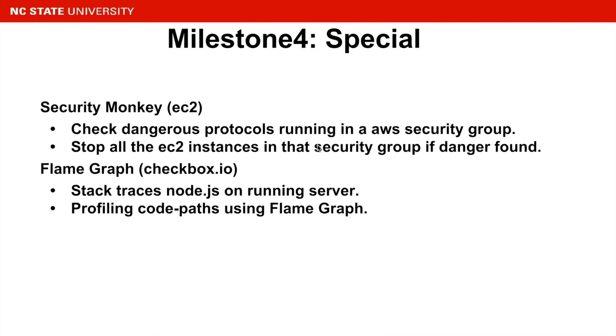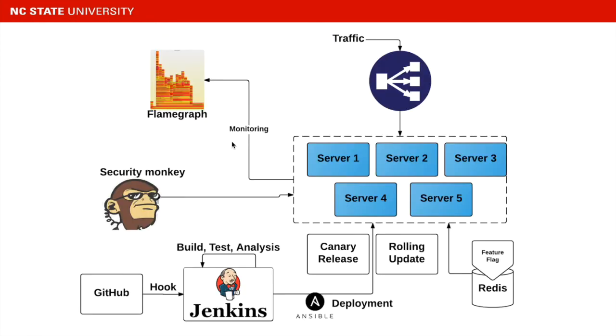In milestone 4, we implement two special components. The first is security monkey, which can check dangerous protocols running in an AWS security group, and it can also stop all the EC2 instances in that security group if it is not safe. Another is flame graph, which can stack the traces of Node.js on running servers, and it can also profile code paths using the flame graph. And this is our final structure.